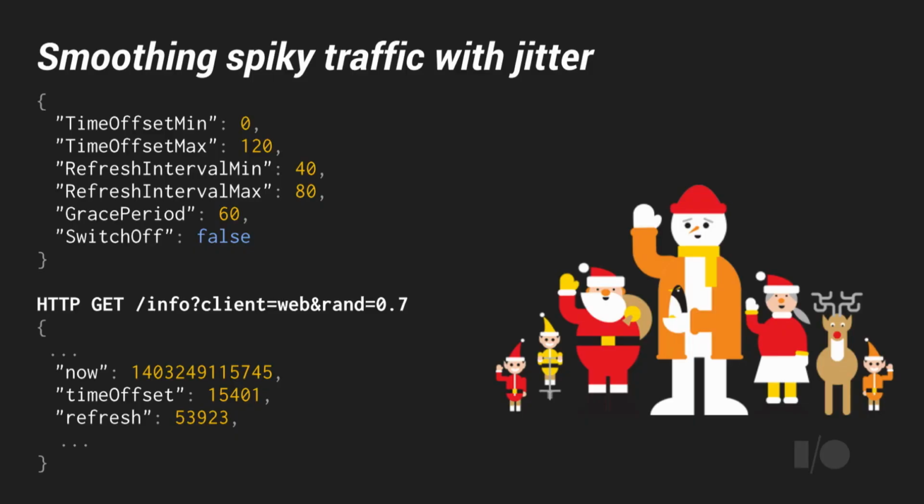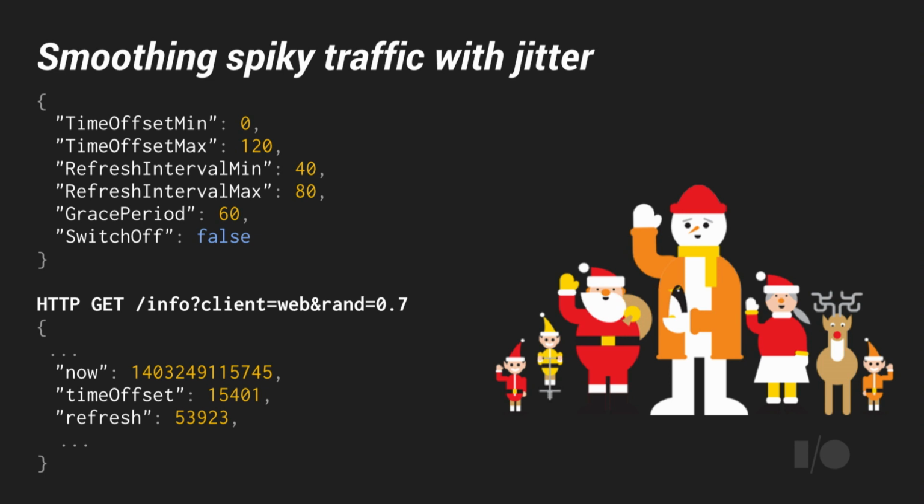So we try to smooth that spiky traffic using a technique called jitter. The top half of this slide shows our internal flags, which we can change during the event. That lets us delay people randomly, and we start with 2 minutes. So we try to smooth people out over a 2-minute period. If you opened your phone and your desktop machine, you may not actually see Santa in exactly the same position, but they'll be pretty close.